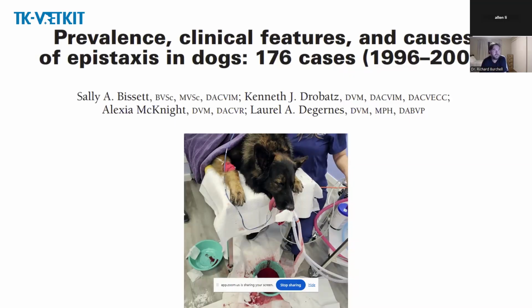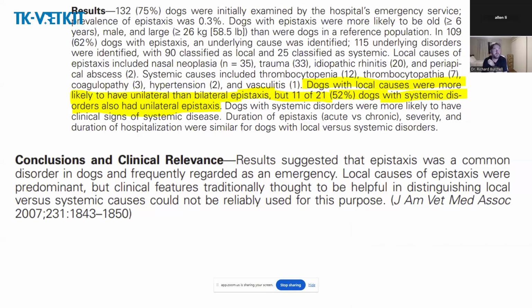And so if we have a look at what some of the common causes of epistaxis are in dogs in one fairly large study, we can see that it was more common to see unilateral epistaxis in dogs that had local disease. But importantly, 52% of dogs with systemic disease also had unilateral epistaxis.